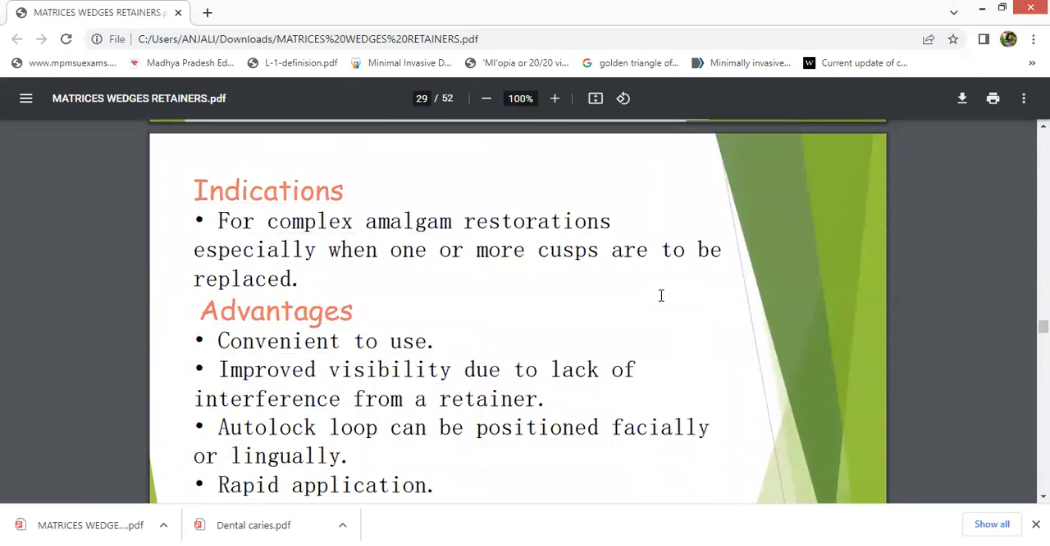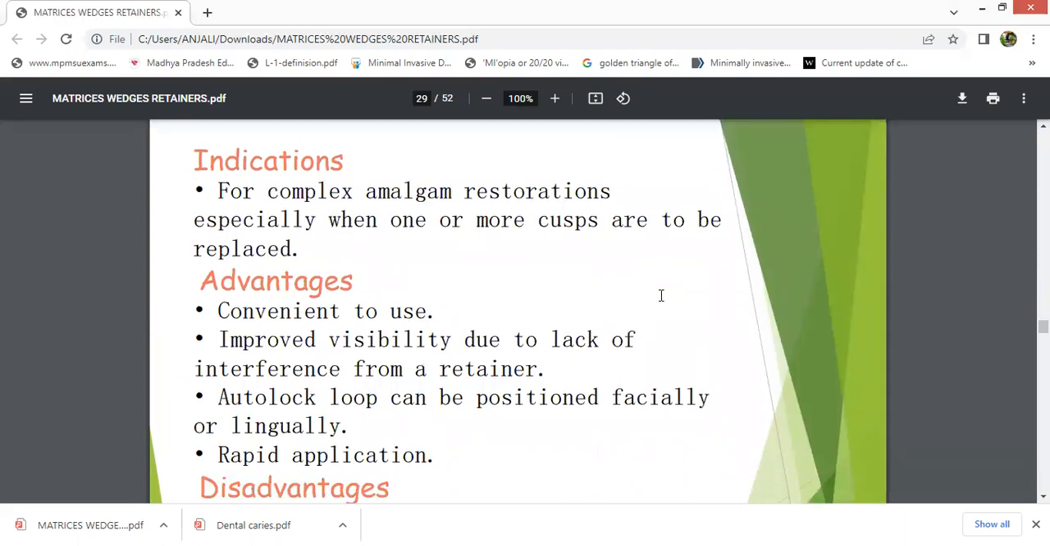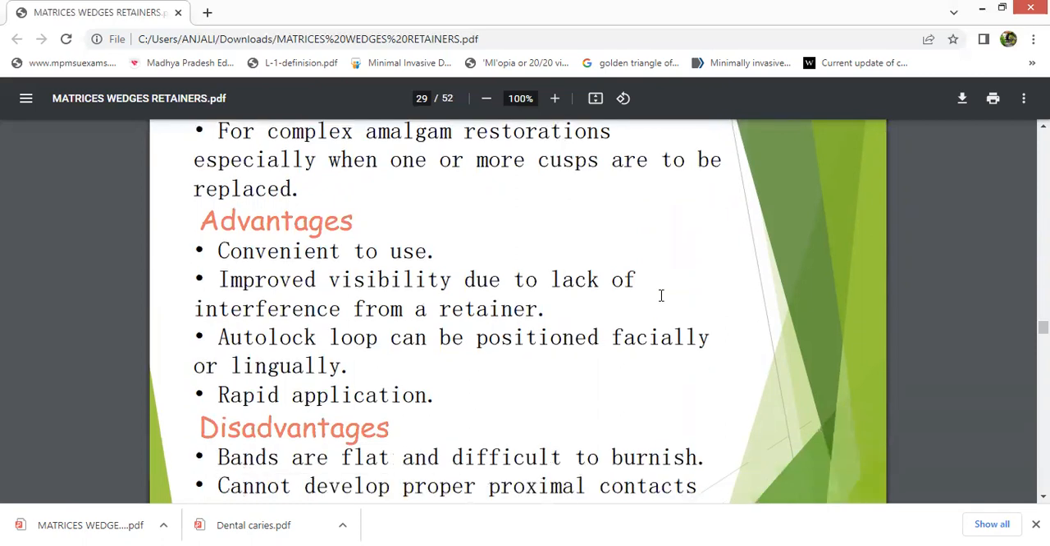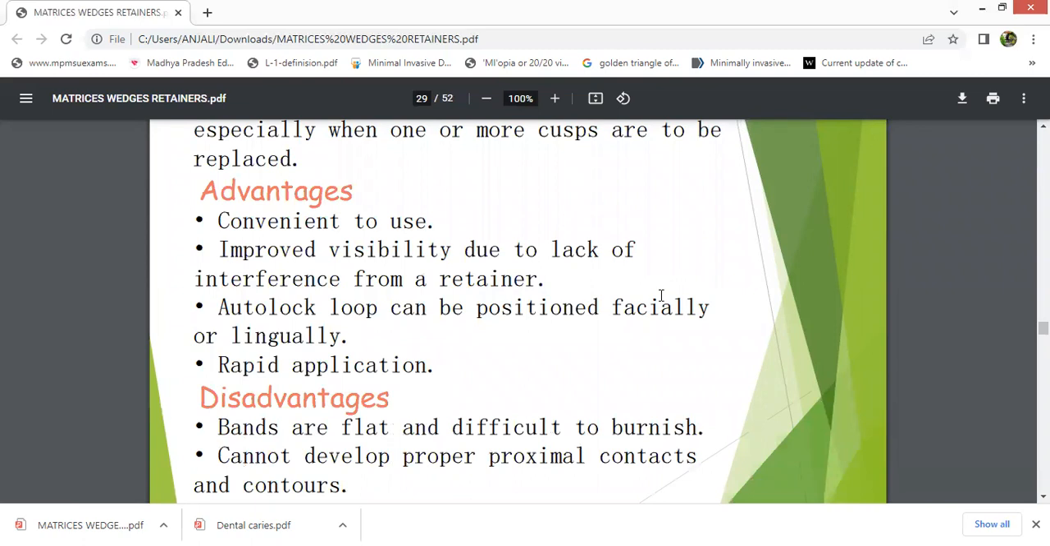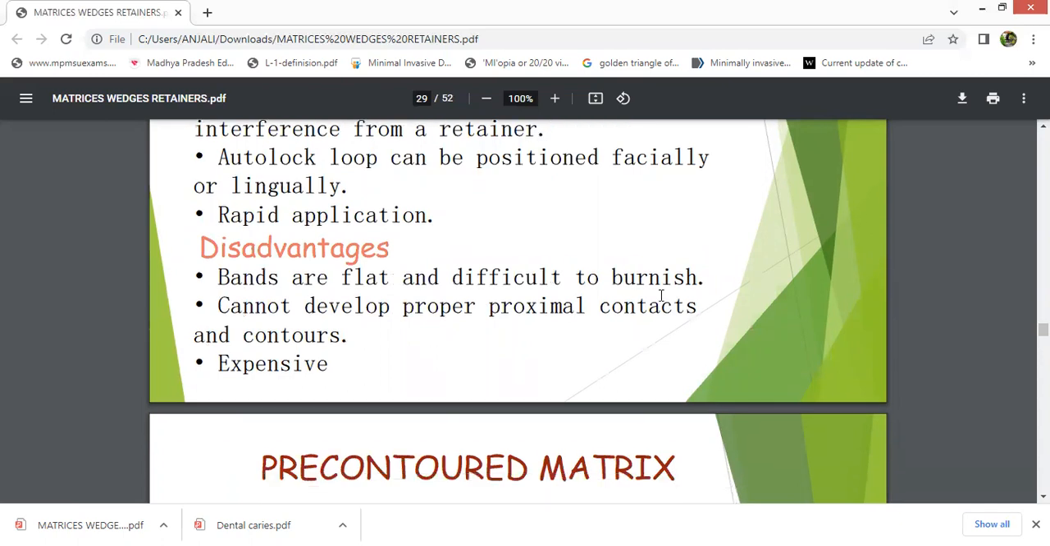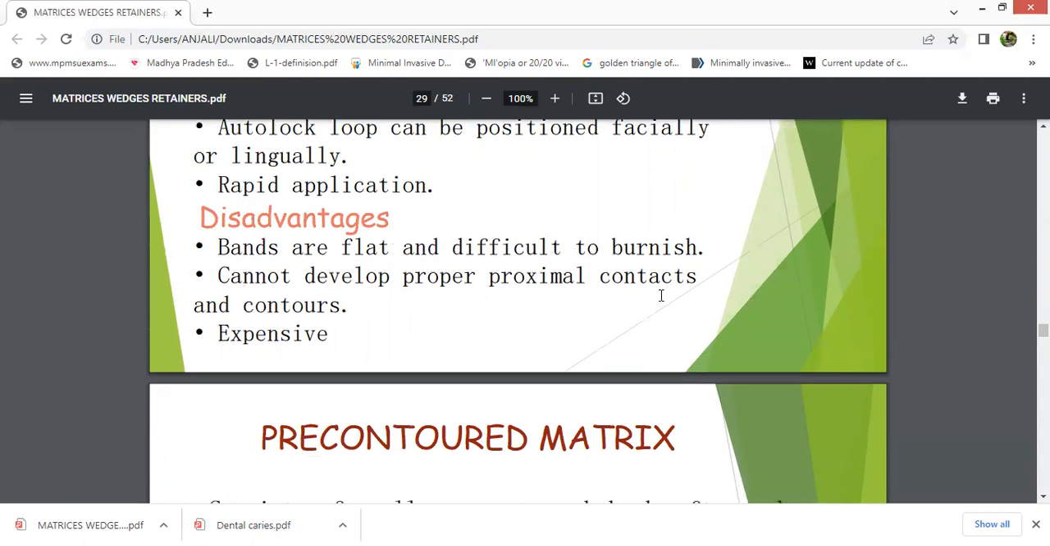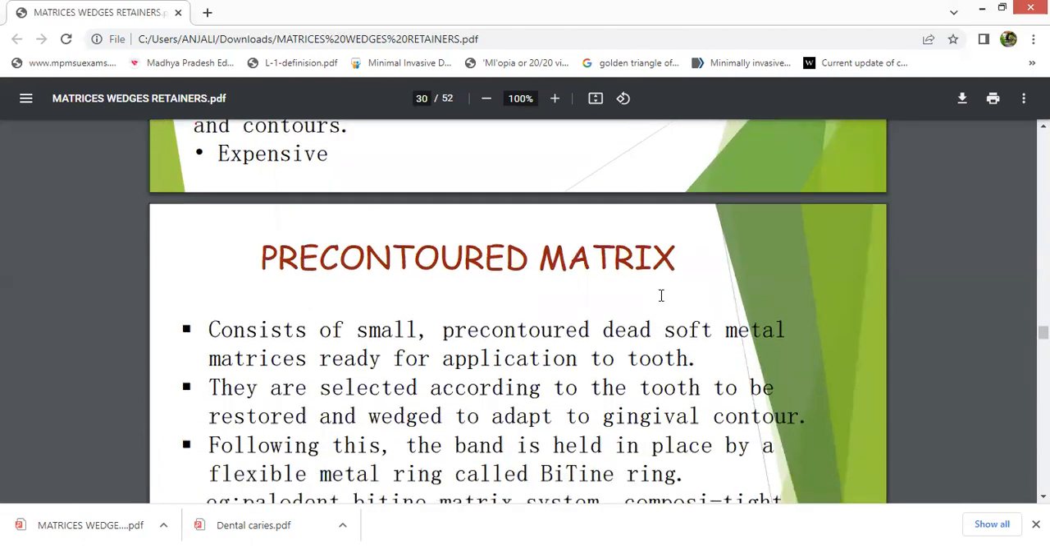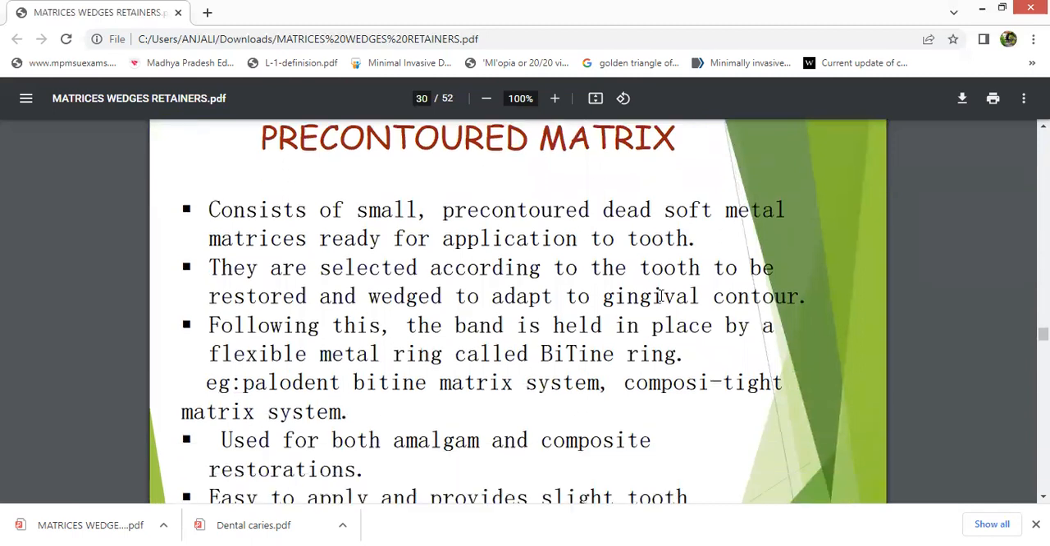Indication क्या है, for complex amalgam restoration, especially when one or more cusps are to be replaced. So advantages: convenient to use, improved visibility due to lack of interference from the retainer, auto-lock loop can be positioned facially and lingually, rapid application. Disadvantages: first one is bands are flat and difficult to burnish, cannot develop proper proximal contact and contour, expensive है.